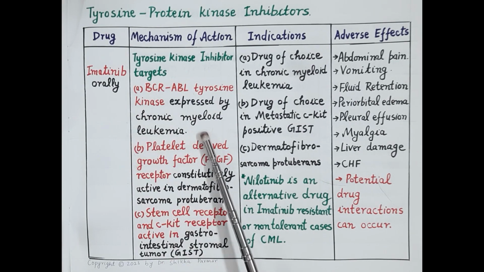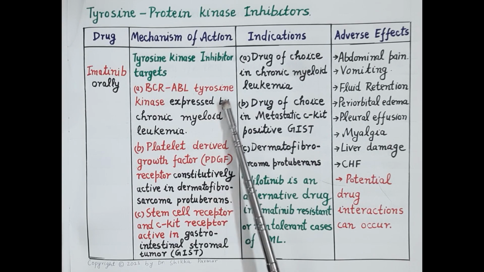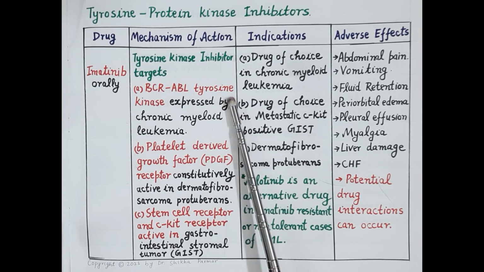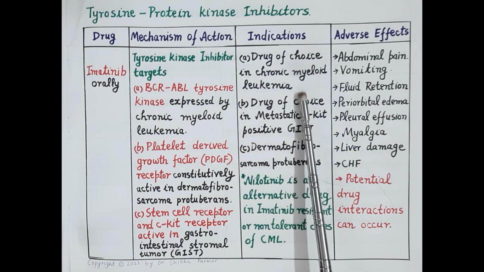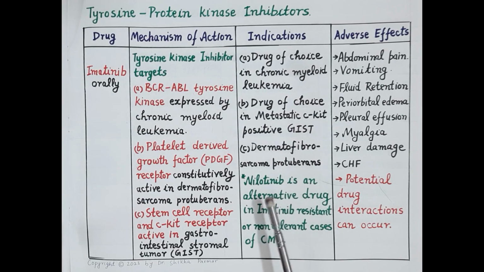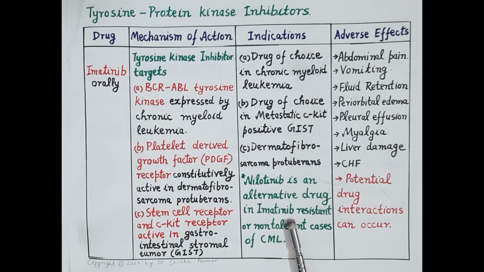Imatinib enters inside the cell and blocks the ATP binding site of tyrosine kinase. So, this blocks the cascade of phosphorylation of proteins and downstream signaling. So, this prevents cell proliferation. And therefore, imatinib is the drug of choice in chronic myeloid leukemia. Now, nilotinib is an alternative drug in imatinib resistant or non-tolerant cases of chronic myeloid leukemia.